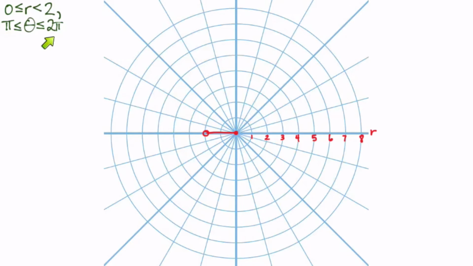I also looked ahead and I saw this theta. That's why I drew the r's going this way, because I knew that theta started at pi. So I actually drew that going off to the left. Now, theta goes from pi to 2 pi. So it starts pointing here, and it sweeps and sweeps.